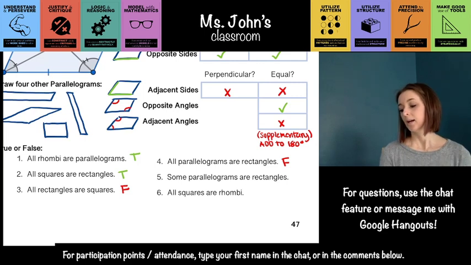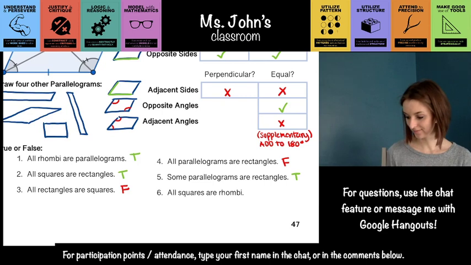Okay. So yeah, some parallelograms are rectangles. Some of them are. The rectangles are rectangles. Okay.